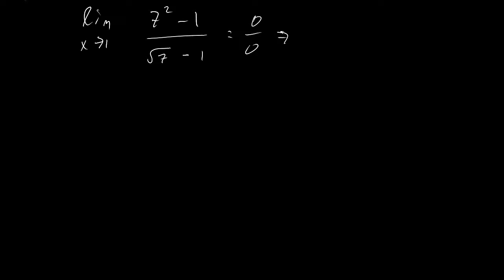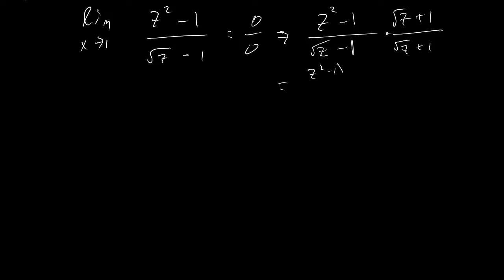So what that looks like is z squared minus 1 all over root z minus 1. And if we have a root minus a number or a root plus a number, we always think of the conjugate. So root z plus 1. So our denominator turns into perfect squares. So we have z squared minus 1 times root z plus 1 all over z minus 1.